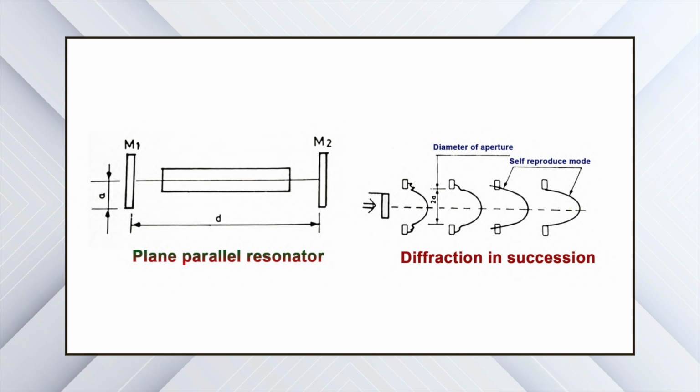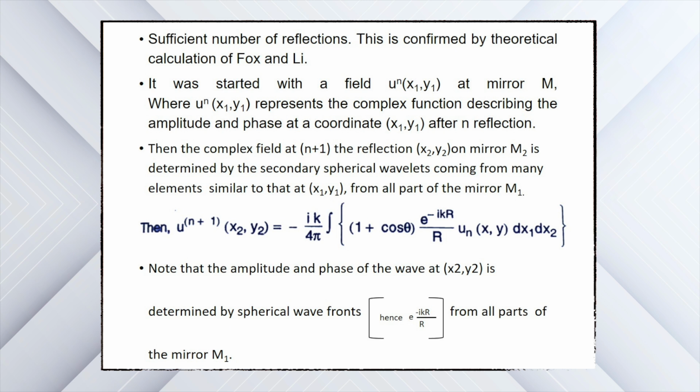Then they started with the theory like this. They started with the intensity. If you represent intensity along x1 and y1 at some point in the mirror, it's a plane parallel mirror, open resonator, reflection is only along the z axis. 2a represents the diameter, or a represents the radius of mirror M1, or half the distance of the mirror, something similar to this.